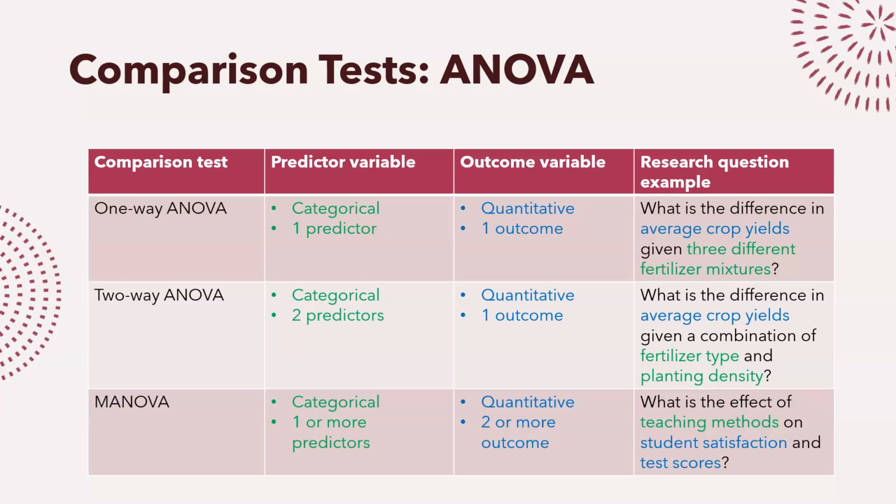For example, as a crop researcher, you want to test the effect of three different fertilizer mixtures on crop yield. You can use a one-way ANOVA to find out if there is a difference in crop yields between the three groups.